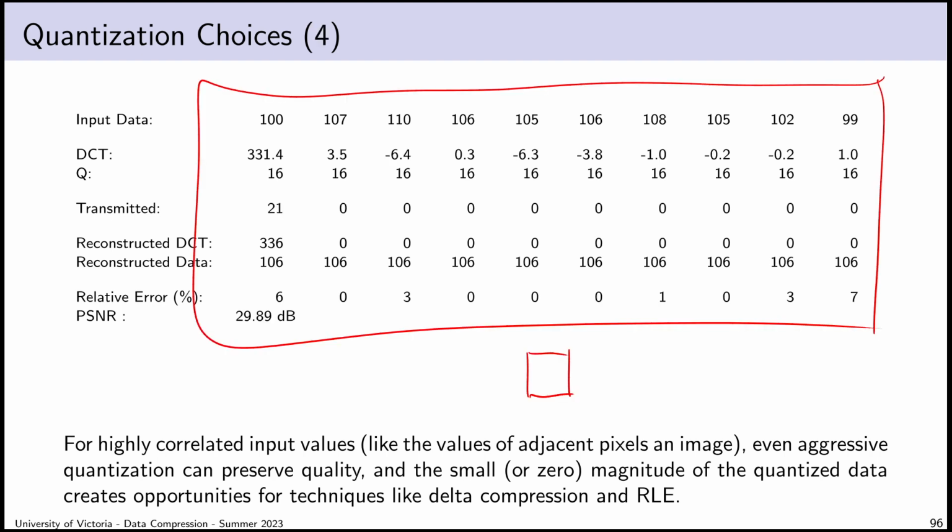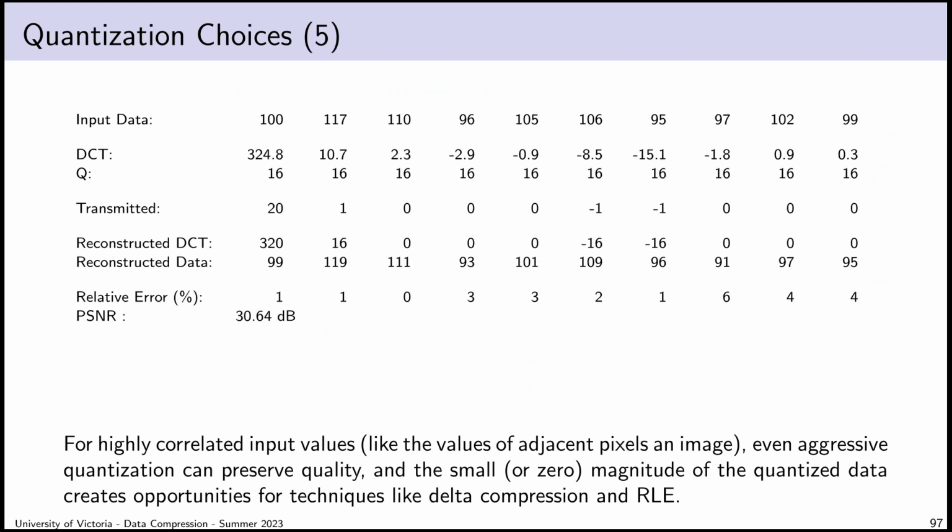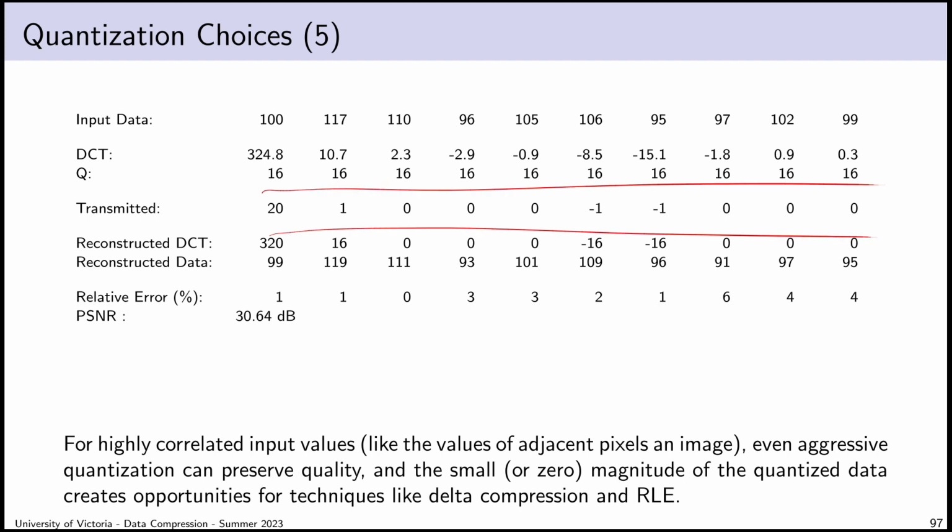Here I've got a similar set of highly correlated input values. It's not the same set as before, so of course they're all hovering around the same value in both cases. I'm quantizing them both aggressively, and in both cases we come up with this vector of transmitted values that is one larger value and a bunch of relatively small values that would benefit from delta compression and/or RLE.